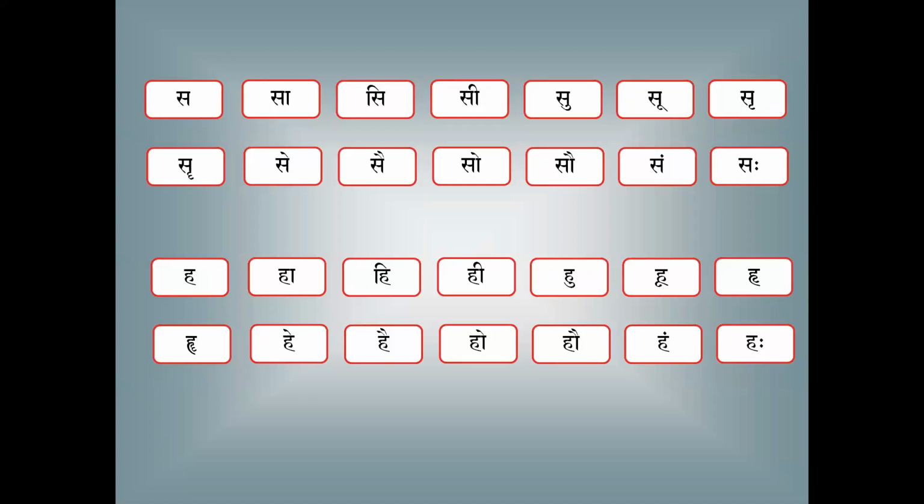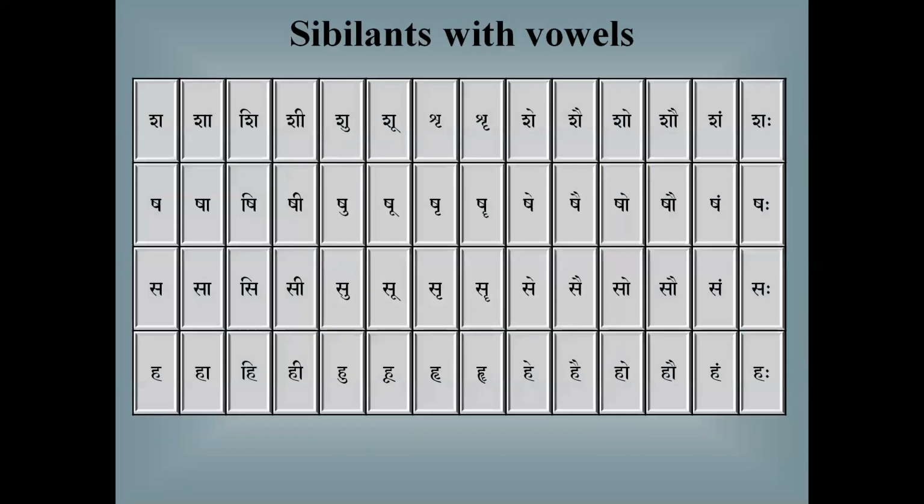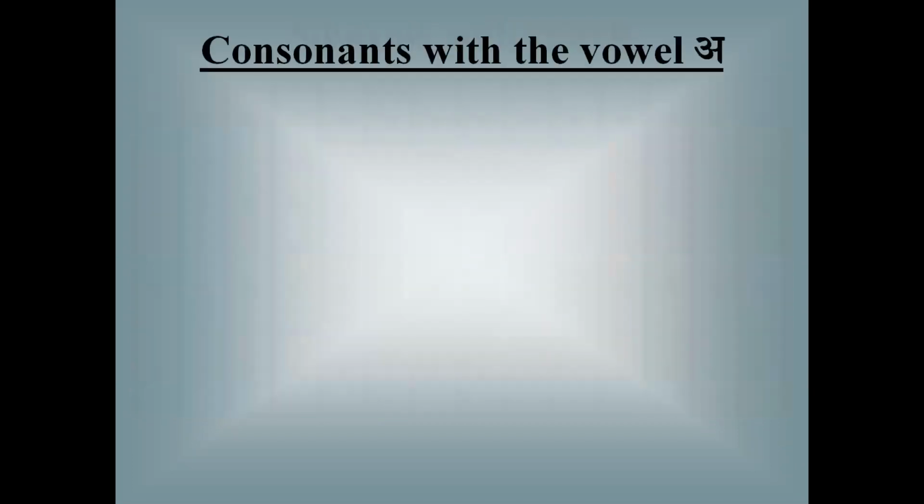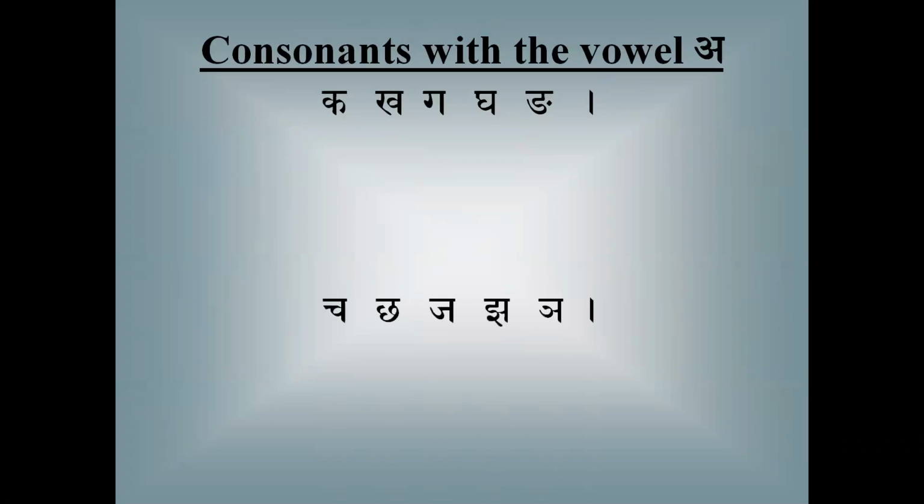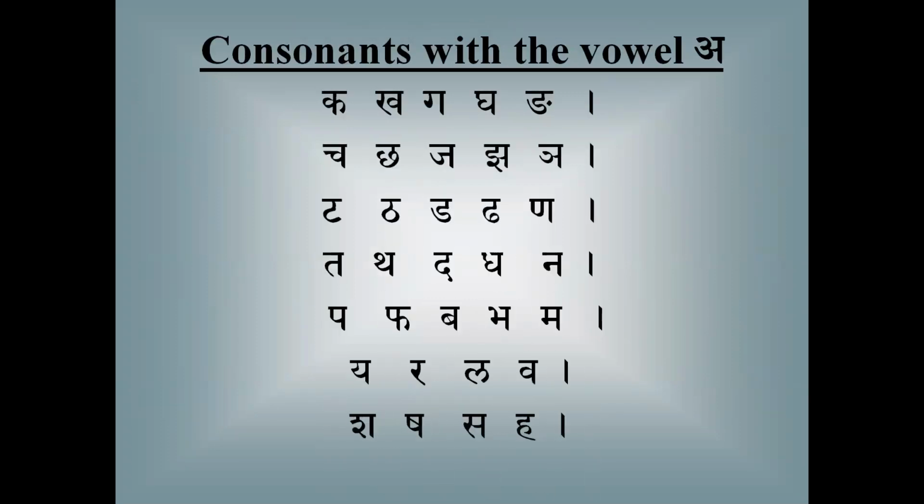So we have completed all the consonant vowel combinations. This is the summary of the sibilants, the ushma varna, with the vowels. Now you can see the consonants with the vowel A. Ka, kha, ga, gha, na. What we learned at the beginning. Cha, cha, cha, cha, na. Tha, tha, tha, tha, na. Now, using these letters, we are going to form simple words. So each one of you can read five words.